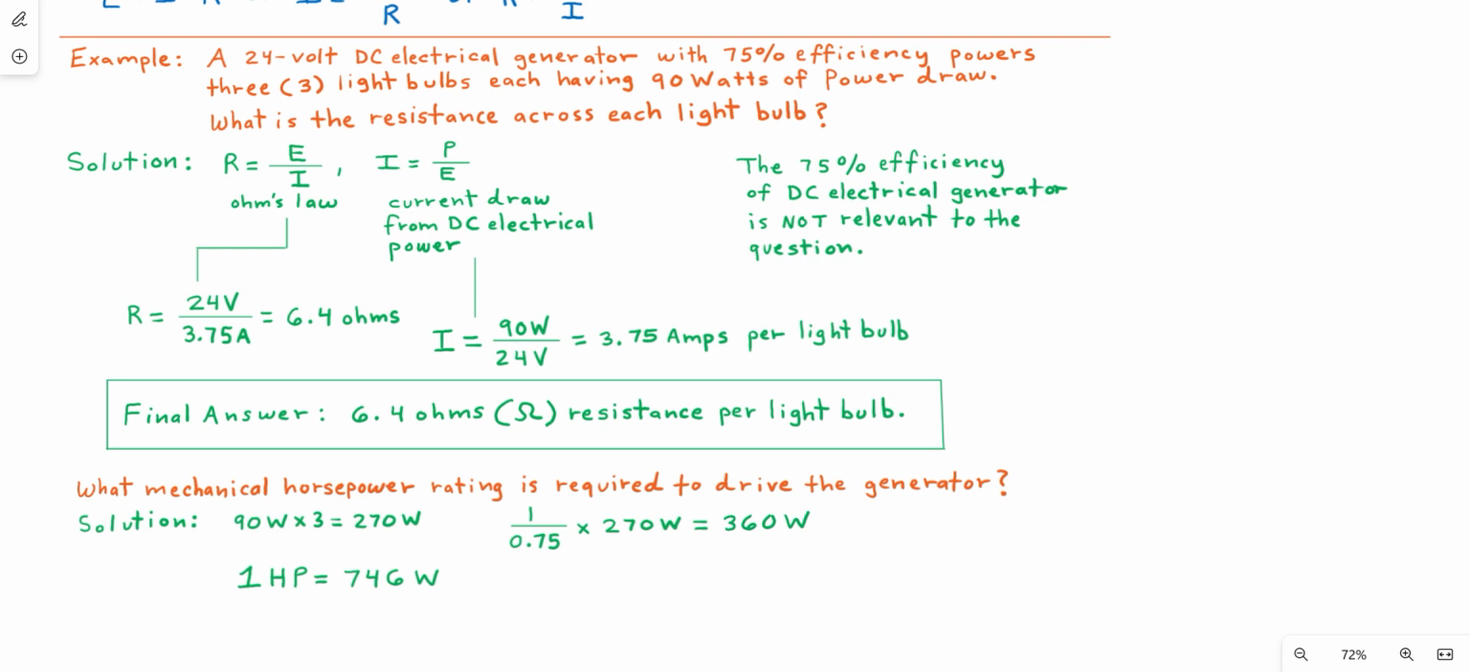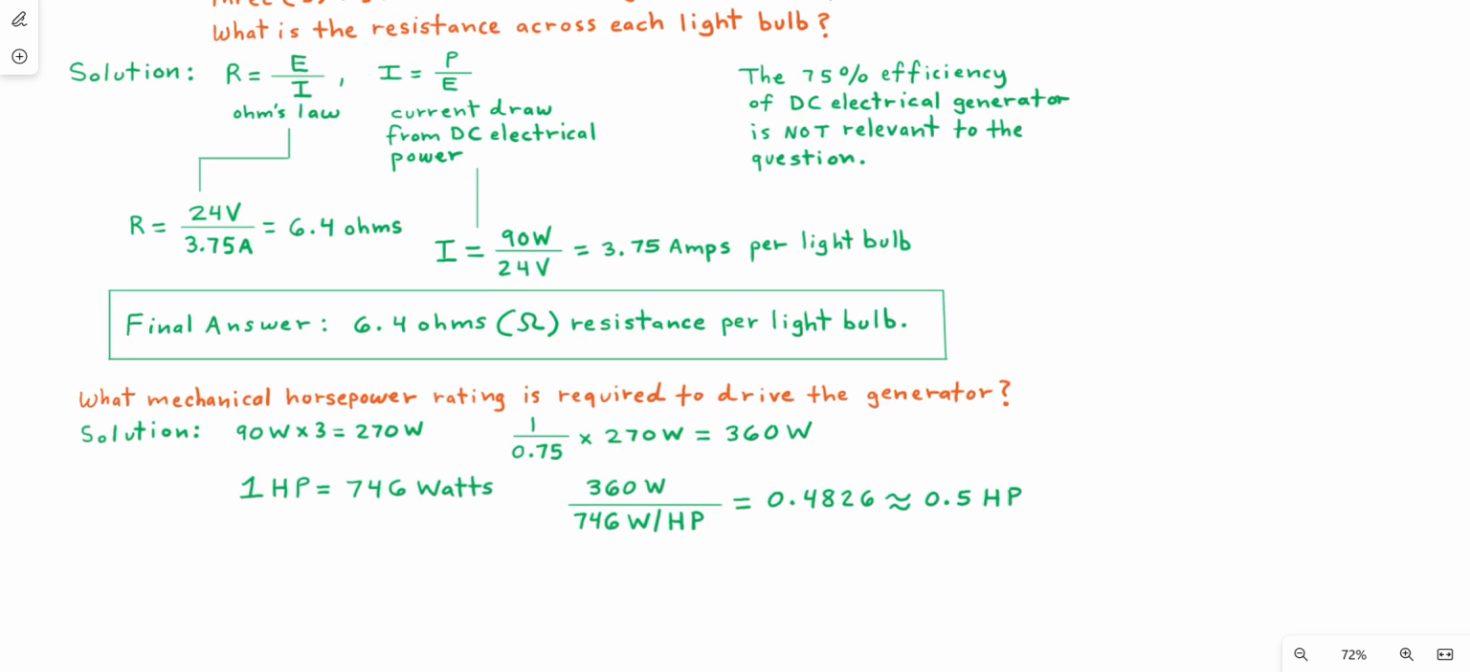drive the electrical generator. So if we simply divide the 360 watts into 746 watts per horsepower, we compute approximately 1/2 or 0.5 horsepower, mechanical horsepower, is needed to drive the electrical generator based on the current draw or load of the given circuit.